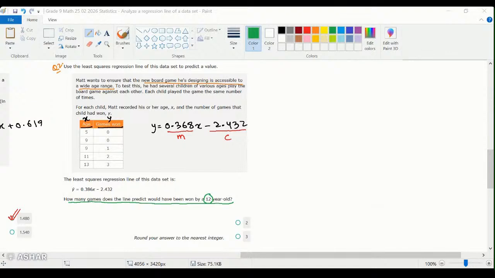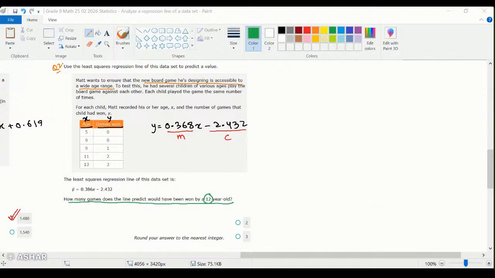In case the options are already given to us, we can do the reverse method. We can put the value of y and find the value of x. Or the easier method is to simply substitute the value of x, that was 12, into the linear equation, the equation of a straight line, and find the value of y.